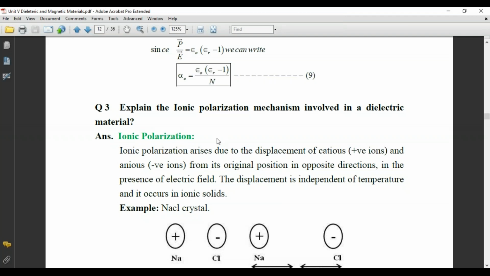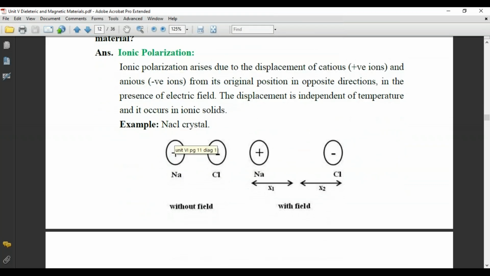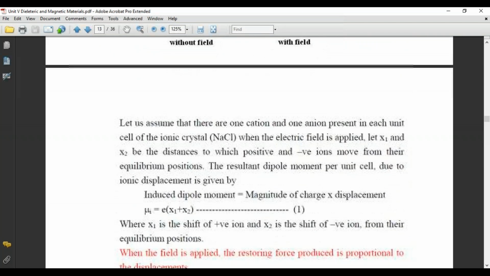Now we'll go for ionic polarization. How can you derive the expression for ionic polarization? Suppose, for example, you take a sodium chloride crystal, where the sodium ion is positive and chlorine is negative. When there is no field, there is no dipole moment. When the field is applied, what happens? The positive ion shifts by a distance x1 and the negative ion shifts by a distance x2.